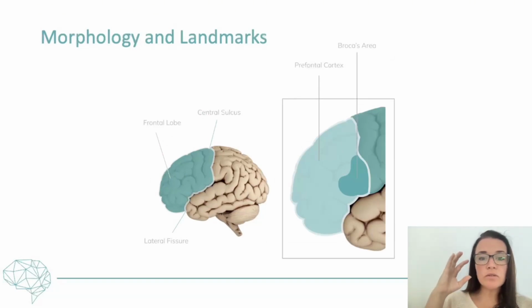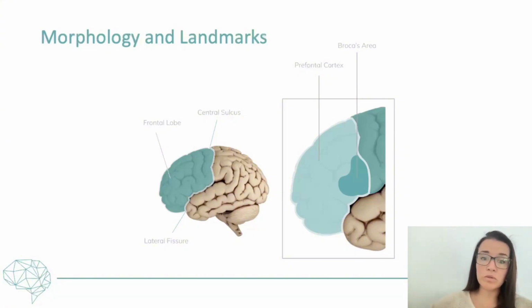As we head more towards the anterior part, you can see the lighter part of the brain, which is our prefrontal cortex. So now we're speaking quite specifically about an area of the frontal lobe that is responsible for certain functions, and these are the functions that predominantly make us human.